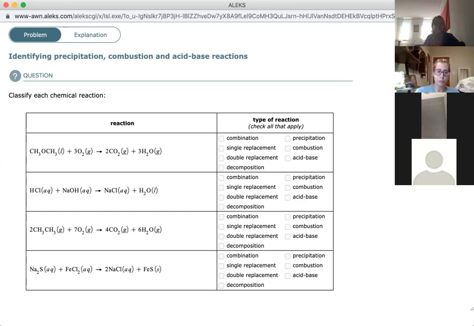Third one, CH3CH3. Oh, there's your hydrocarbon. O2, there's your oxygen. CO2, carbon dioxide, H2O, there's your combustion. So you got another combustion there, right? So COMB, combustion.